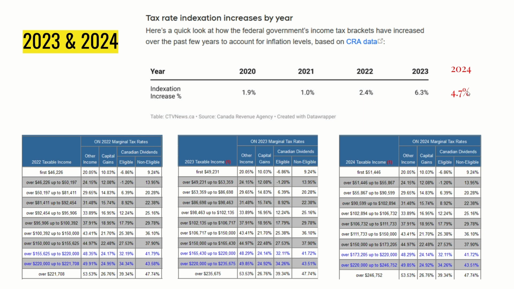Similarly for 2024, the CRA has announced the tax indexation, which would be 4.7% federally, and in Ontario it would be similar, almost 4.7% up till 150. Up till this bracket, that indexation will apply. Anything above, it won't apply in Ontario. But at the federal level, they apply that 4.7% for all the tax brackets. So once you index, you can see some people can take advantage of it, right?